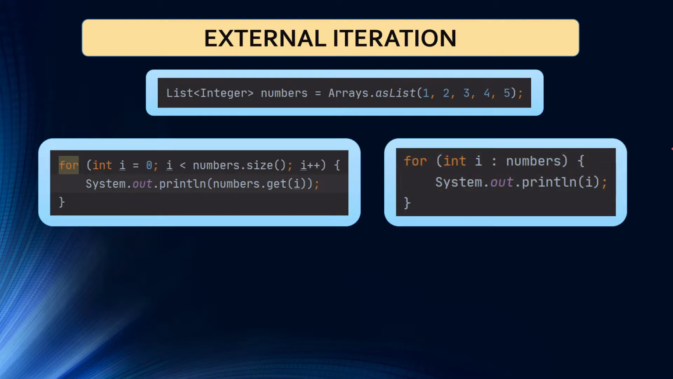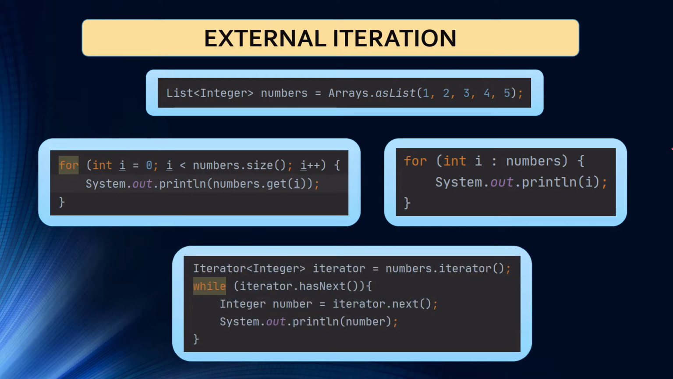The second way is using the enhanced for loop or for each loop, and comparatively this is much better and looks cleaner, but this is only syntactic sugar over the iterator code. Behind the scenes, the for each loop is doing iteration. It is getting the iterator from the collection and then using the hasNext and next methods to print the number on the console.